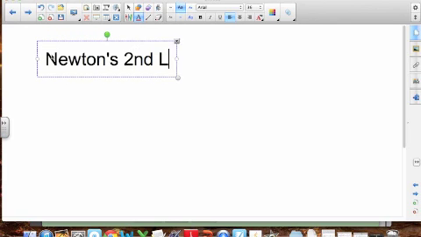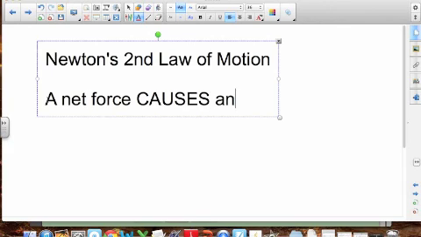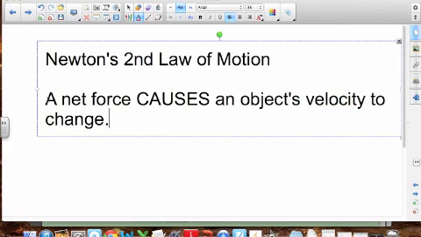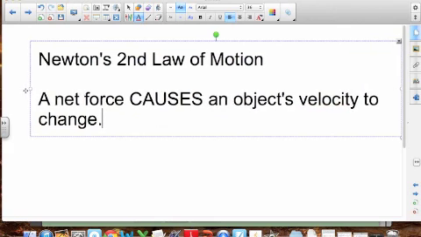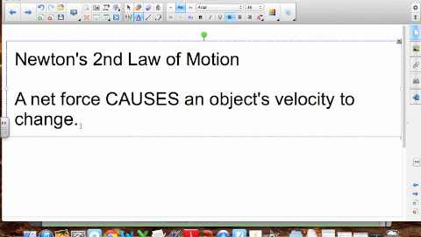Newton's second law of motion says that a net force causes an object's velocity to change. And in the example that we just saw, the net force was causing the speed to change. Okay, it wasn't causing the direction to change.